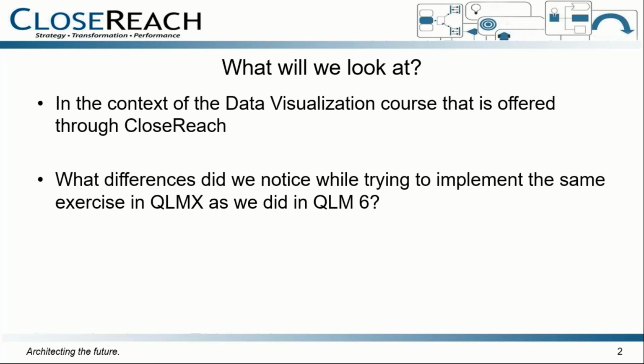So just to give you some scope of what I'm going to talk about, this is in the context of the data visualization and the exercises you would have encountered had you taken the course through CloseReach. So we're really talking about those differences that we had to implement in order to execute those exercises. What were the differences in QualiWare 10 versus what we had to do in QualiWare 6?